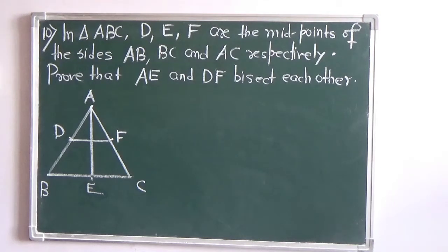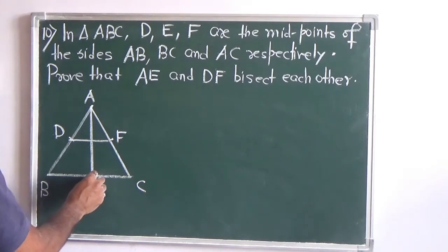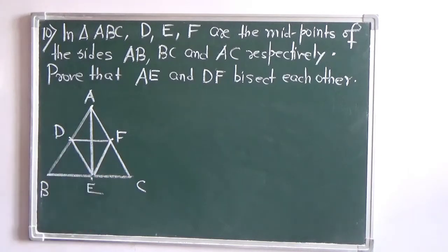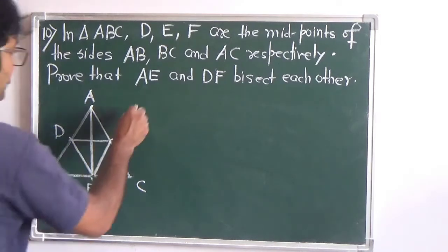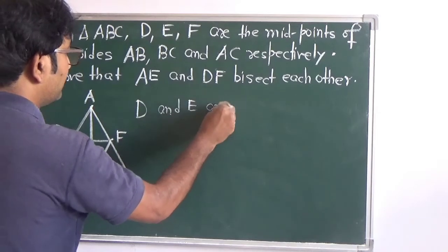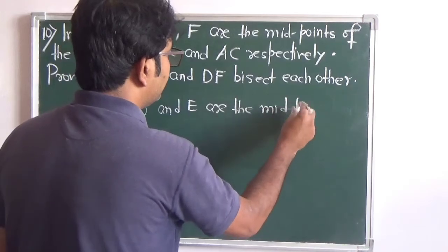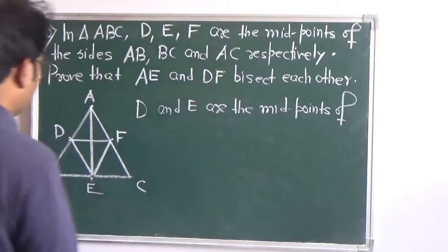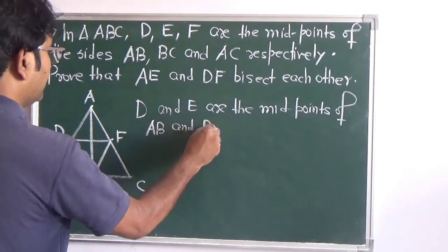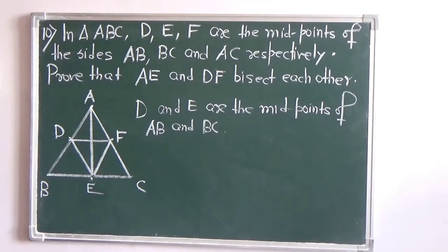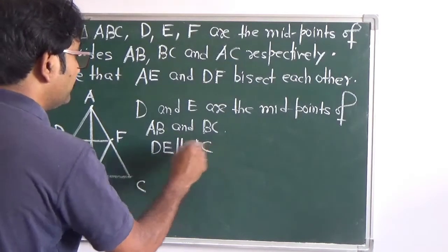So how to proceed? E and F are the midpoints. Let us join this and also join this. Now if you see the figure, E is the midpoint, F is the midpoint, so EF is half of AB and is parallel to AB. Similarly DE is half of AC and is parallel to AC. So what can we write? D and E are the midpoints of AB and BC, so you can write DE is parallel to AC.